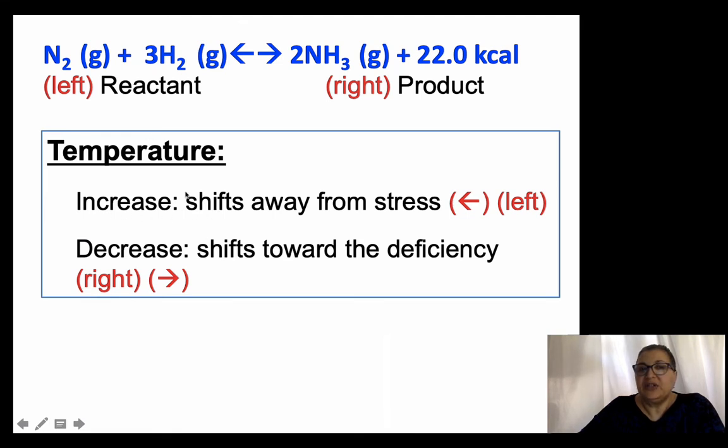What about temperature? Increasing temperature will shift away from the stress. So wherever you see that kcal or heat, it's represented by kcal or heat, and it's going to shift away from it. So it's going to go to the other side. If the temperature is on the product side, it's going to go to the reactant side and vice versa. And if we decrease it, there's a deficiency and the system is going to rush toward it to restore equilibrium. So think of deficiency, restoring. So it's going to shift toward it.